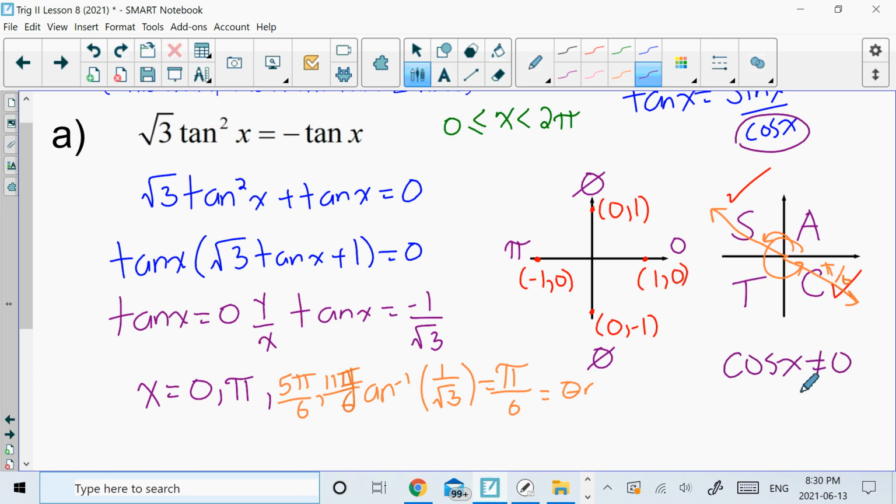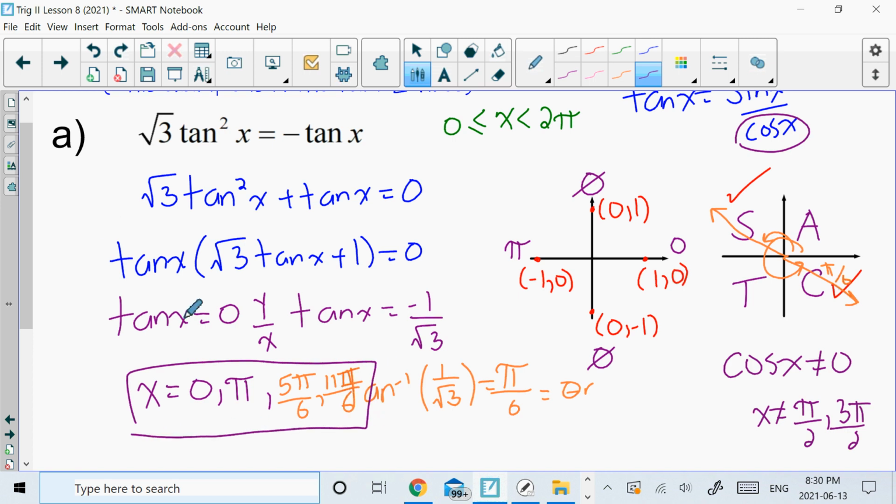So let's find for which values the cos of x would be equal to 0. So where on these coordinate points is x 0? That would be at pi over 2 and at 3 pi over 2. My x coordinate is 0. As neither of these non-permissibles were any of these 4 solutions, it just means that these 4 solutions are valid.